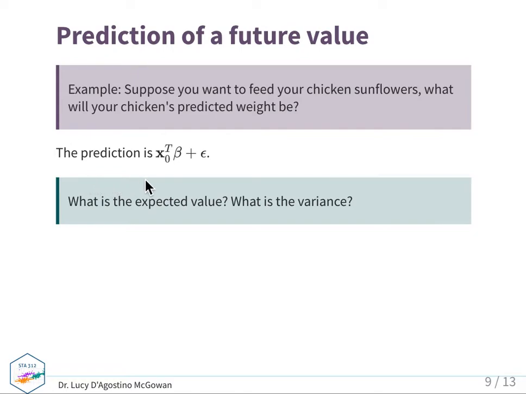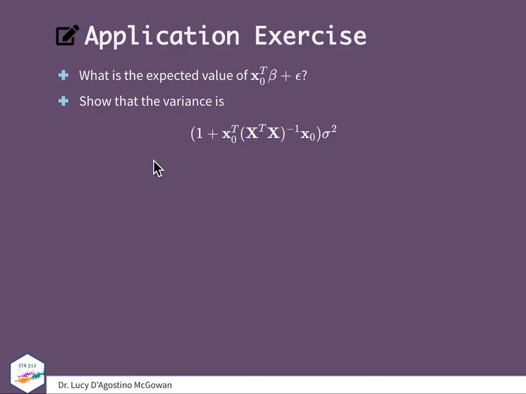The prediction is going to be x naught transpose, so this is that same vector of x values for the individual of interest, times beta plus epsilon. We have this error term here because we're predicting a future response. And so now we need to think about what the expected value of this is and what the variance of this is. That's what I want you to do in this next part of the application exercise.